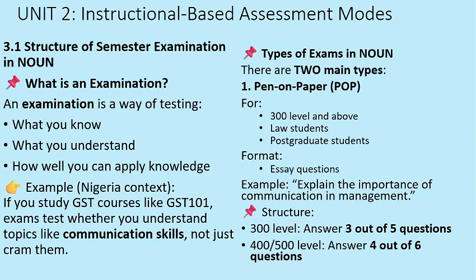So the structures can be like, for 300 level, they might say answer 3 out of 5 questions. They'll be giving 5 questions, they will tell you to answer 3, and they will tell you that question 1 is compulsory, because question 1 used to carry more marks than the rest. Then for 400 level to 500 level, they might say answer 4 out of 6 questions. Question 1 will also be compulsory.